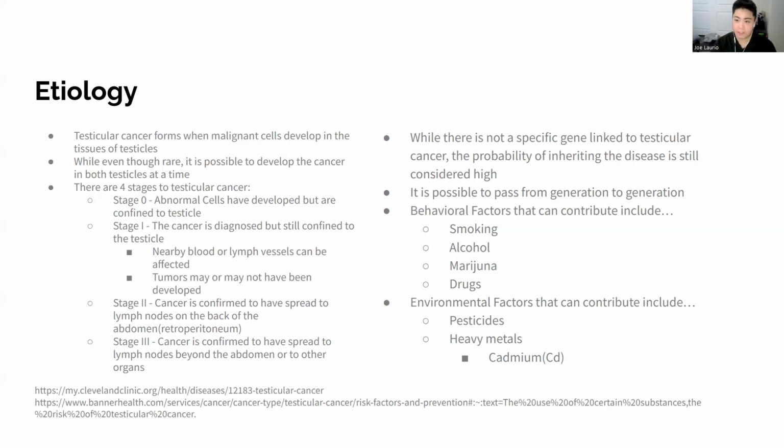It is possible to pass from generation to generation, just like I said, but it could also have behavioral factors that could contribute, including smoking, alcohol, marijuana, and drugs. And there are also environmental factors that could contribute as well, like pesticides and heavy metals. I wasn't really sure what they meant by heavy metals, but elements such as cadmium can also affect the probability of developing it.